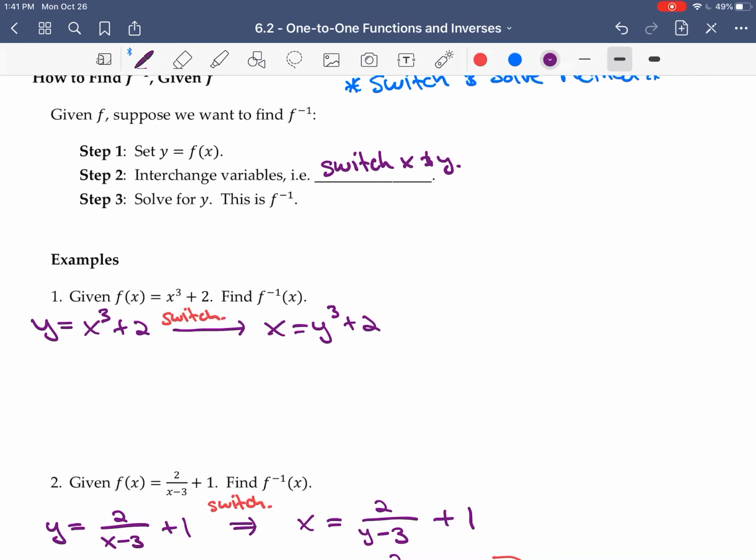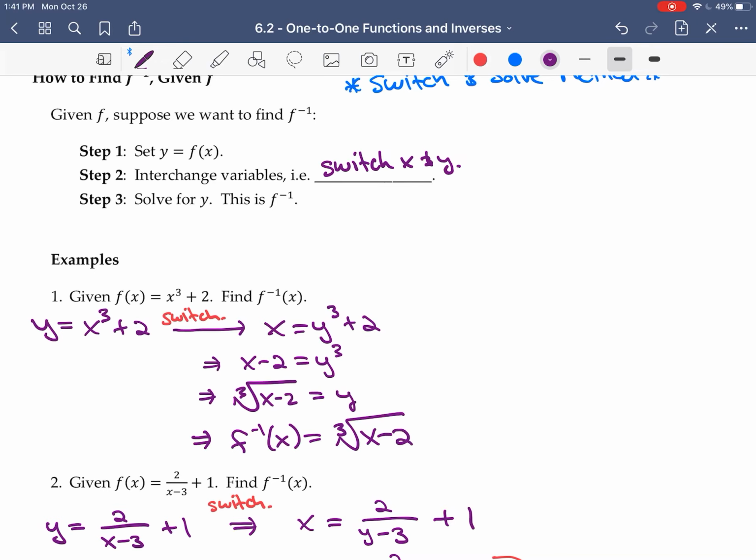Okay, and then we want to solve. So I'm going to move the 2 over. So x minus 2 is y cubed. And then I can take the cube root of both sides to find y. So that means that f inverse of x is going to be the cube root of x minus 2 here. Okay, so here, this part, what we're doing here is the solve.